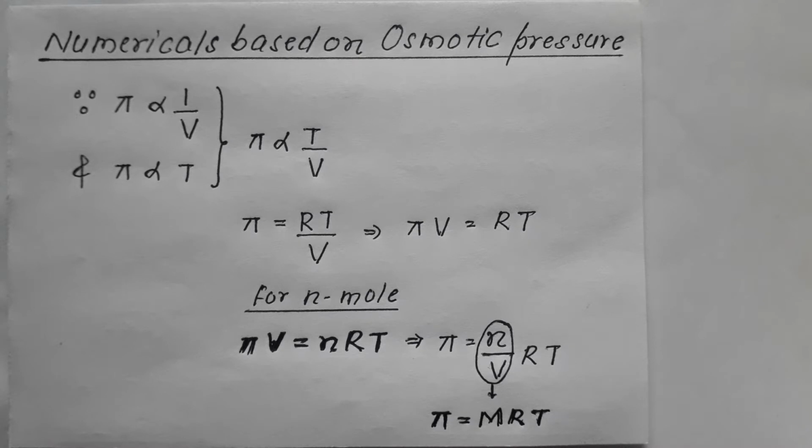And in the previous videos we have done that n by V is termed as molarity. Therefore we can say pi is equal to m into R into T, where pi is the osmotic pressure, m is the molarity of the solution, R is the gas constant, and T is the temperature. So pi is equal to m R T.